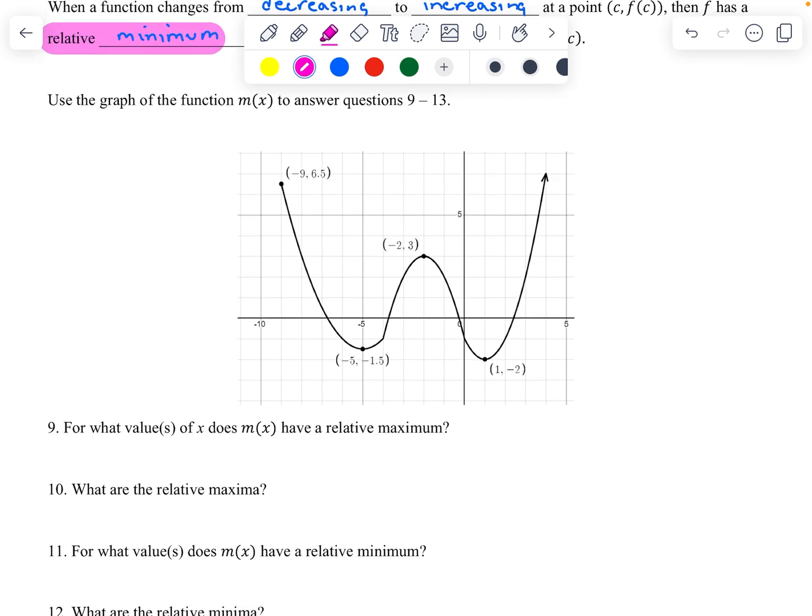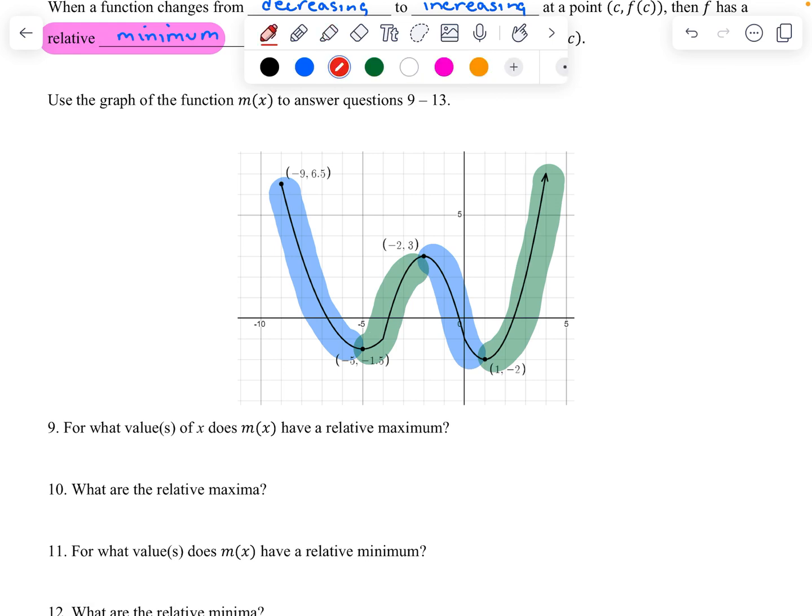In this example, we have the function m(x). And before I find the relative minimums and relative maximums, I'm going to identify where the function is increasing and where the function is decreasing. So the function is decreasing in the open interval -9 to -5 and from -2 to 1. The function is increasing in the open interval -5 to -2 and from 1 to infinity.